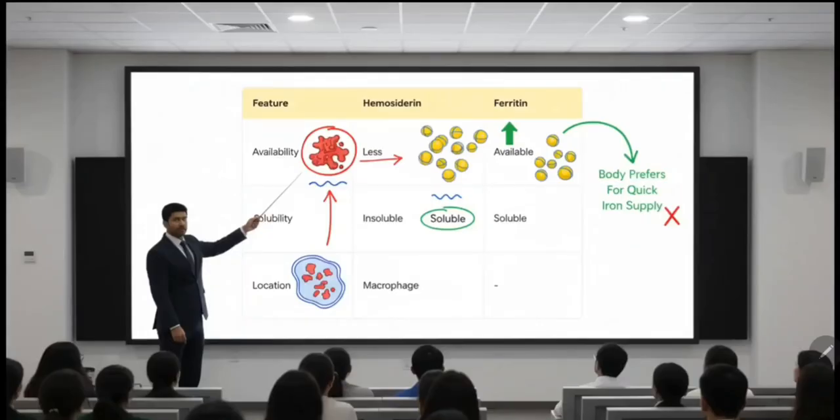To make the storage part perfectly clear, let's compare hepcidin and ferritin. Notice how ferritin is water-soluble. Because of this, it's highly available, making it our body's primary storage protein. Hepcidin, on the other hand, is water-insoluble. It basically clumps up inside your macrophages, so it's far less available when the body needs it. Naturally, your body's going to prefer ferritin for a quick iron supply.